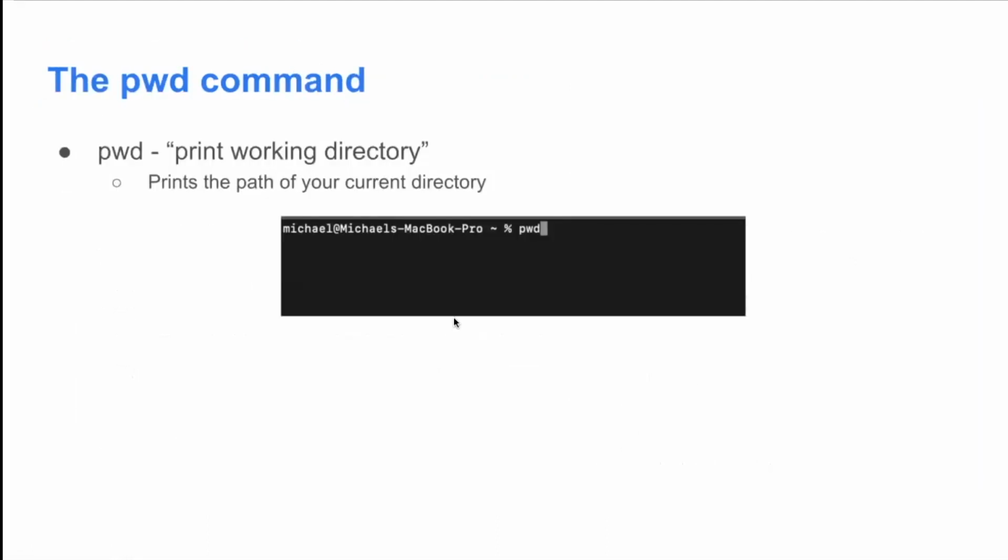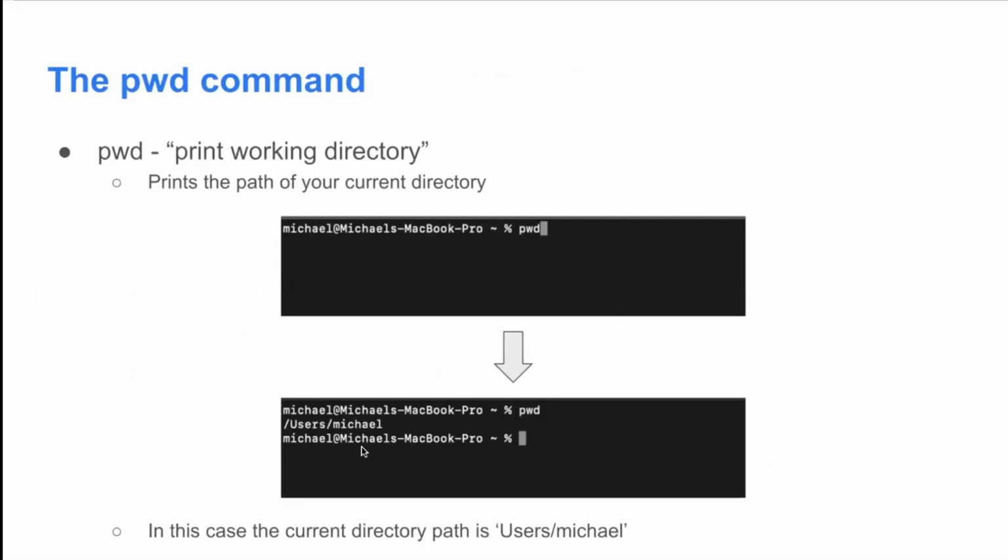Okay, so now to go through these commands in a little bit more depth. This is an example of using our print working directory, or pwd. And as you can see, it will just print that path, which on Mac is just the base user directory, in this case called Michael.